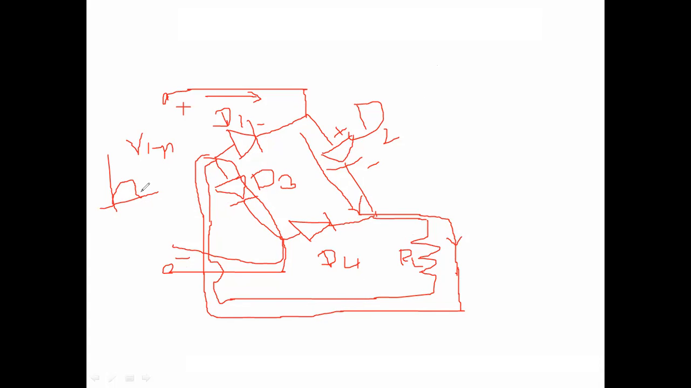Whatever signal is present here at the input side, that input voltage appears across the resistor RL. So that is Vout, the output voltage. Okay, so this is the representation of the current direction during the positive half cycle.